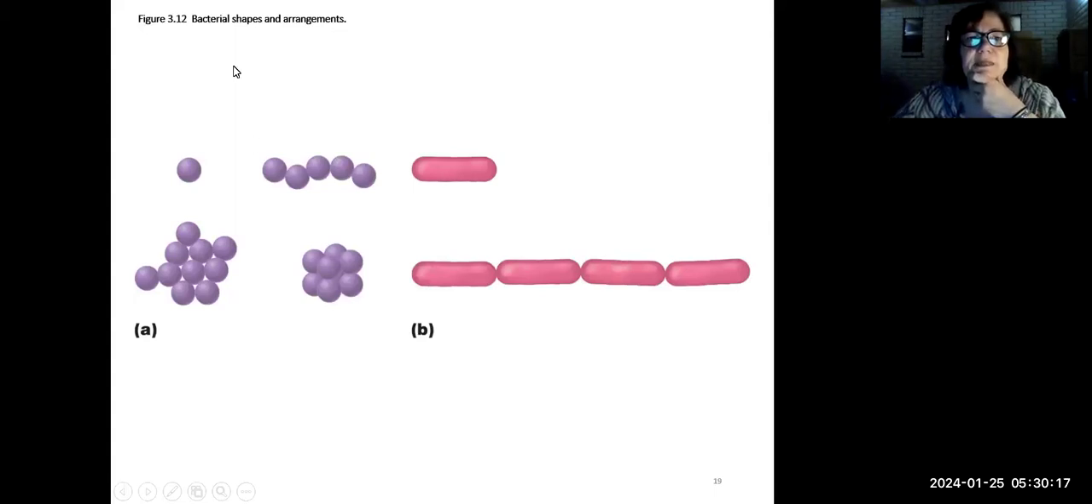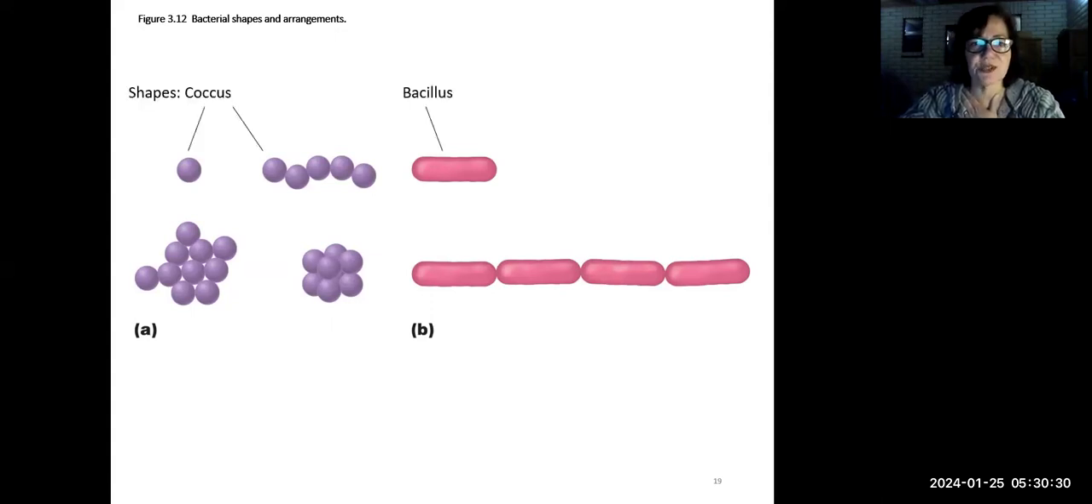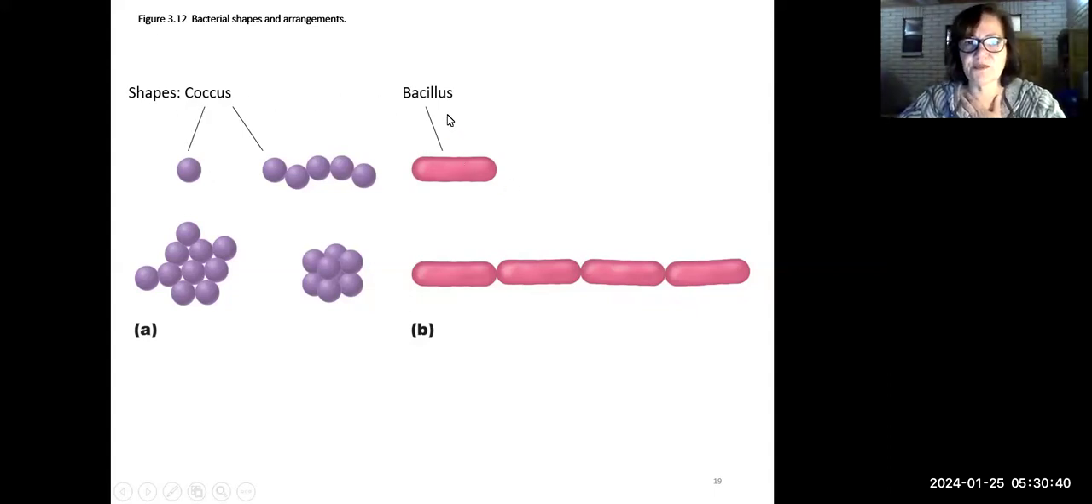Let's talk a little bit about bacterial shapes and arrangements. These are a couple of the most common shapes and a couple of the most common arrangements. So first, shapes. You've probably heard of these before: this round, ball-shaped bacteria are referred to as coccus. And then the rod-shaped bacteria are referred to as bacillus.